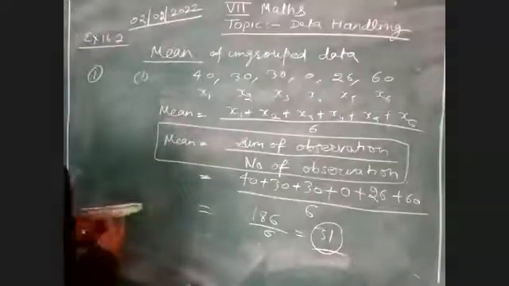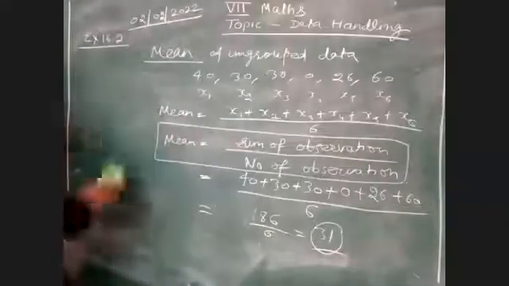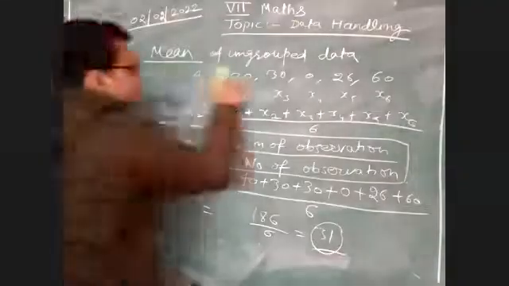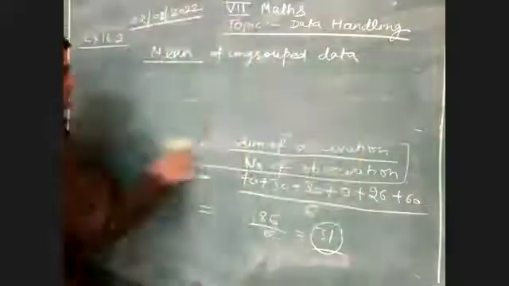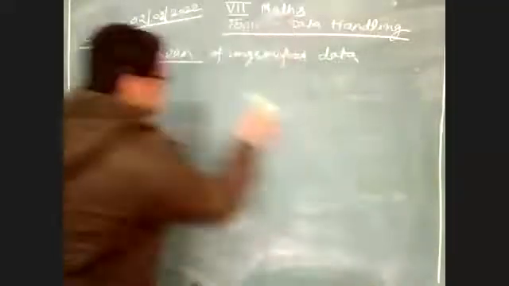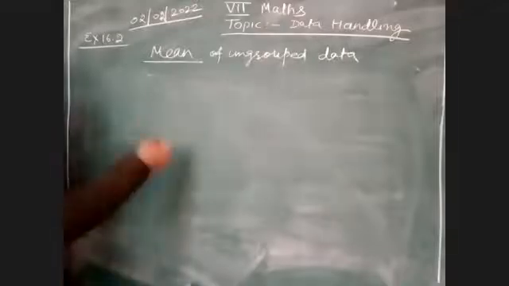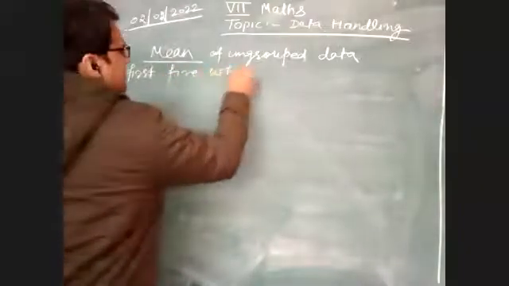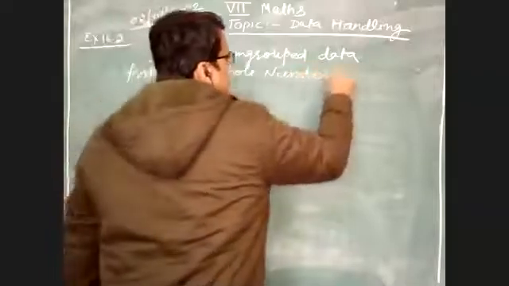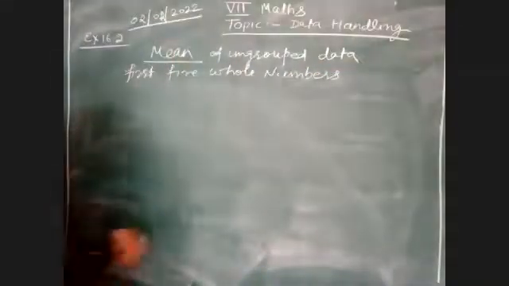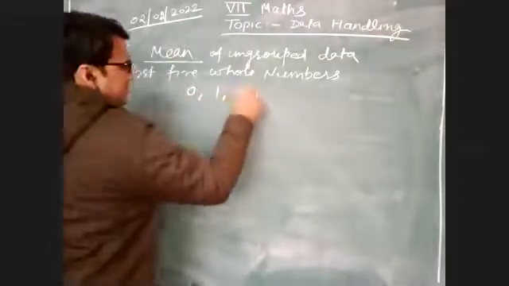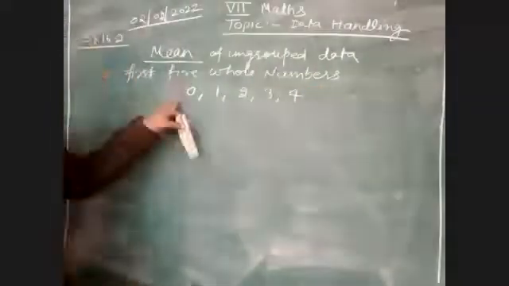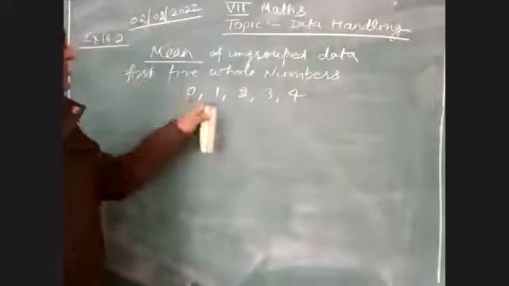Now we will try to solve the second question, and we will find the mean of some observations. Okay student, in the second question, find the mean of the first 5 whole numbers. So first of all, write the first 5 whole numbers. You have to write down the first 5 whole numbers. First whole number is 0, 1, next 2, 3, 4. These are the 5 whole numbers because whole numbers start from 0. 0, 1, 2, 3, 4.